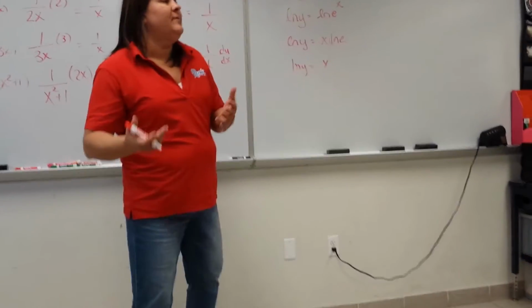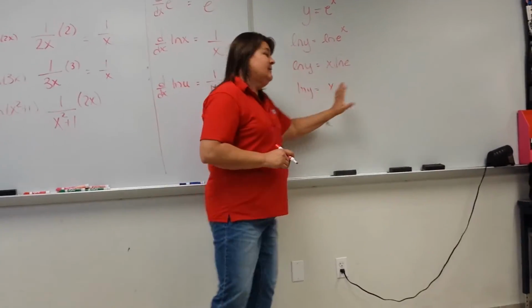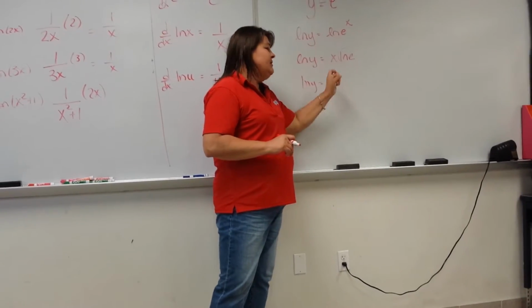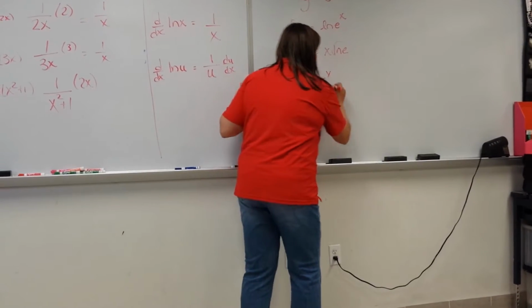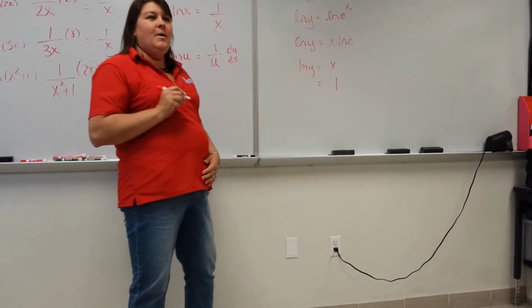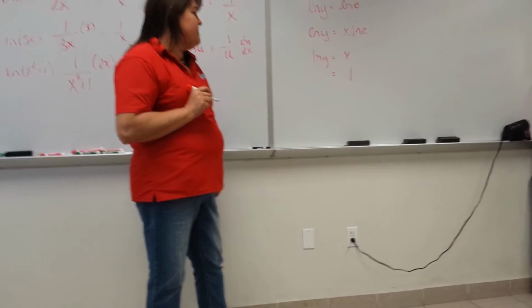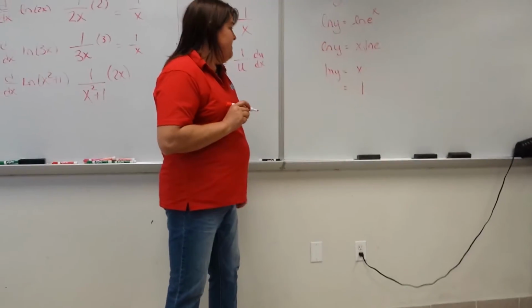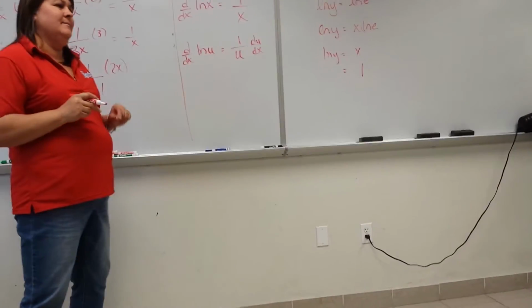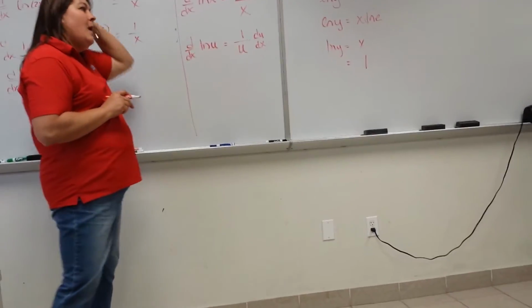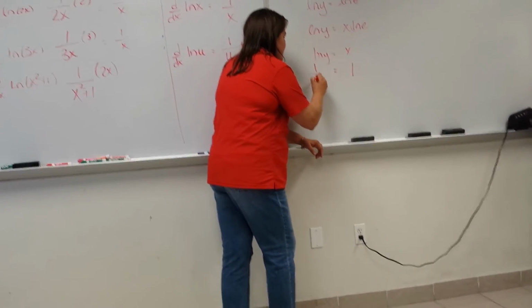Let's work on the right-hand side. What's the derivative of x? There we are, 1. So far, so good? And then, how do we take a derivative of ln of anything that's not x? Put the derivative on top of the actual thing. Okay, so I have 1 over y.